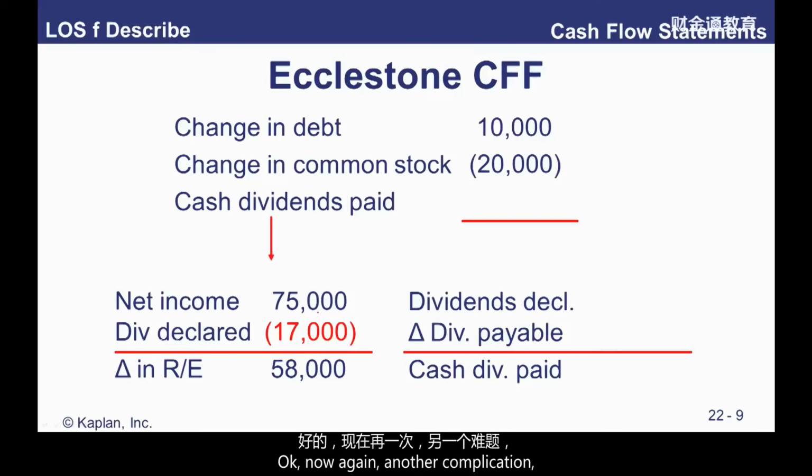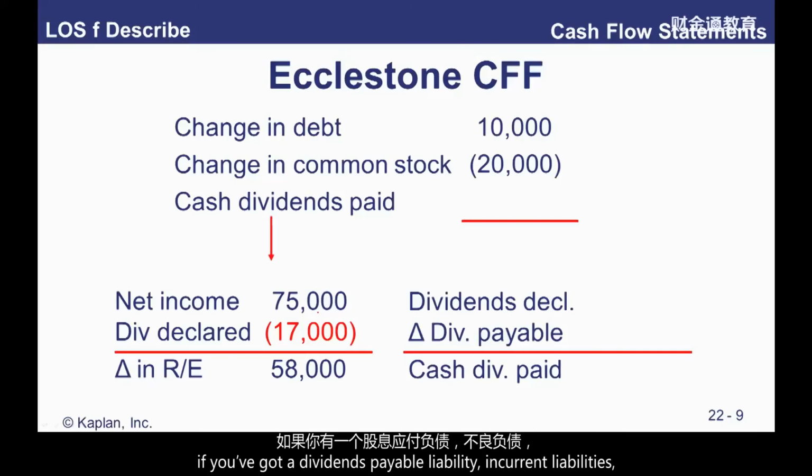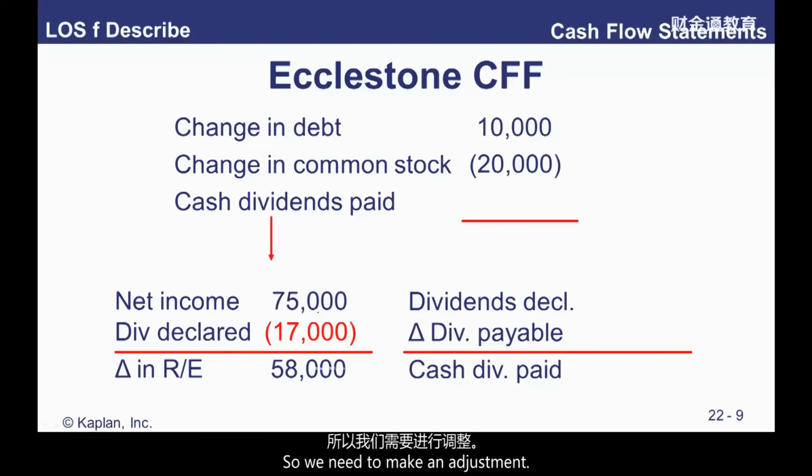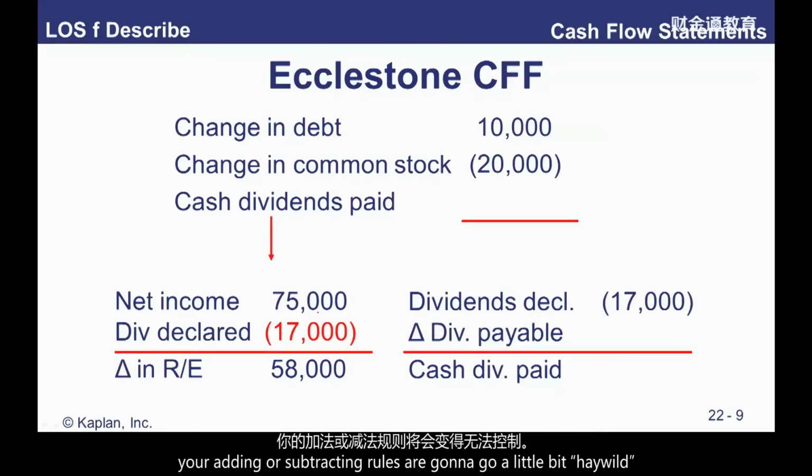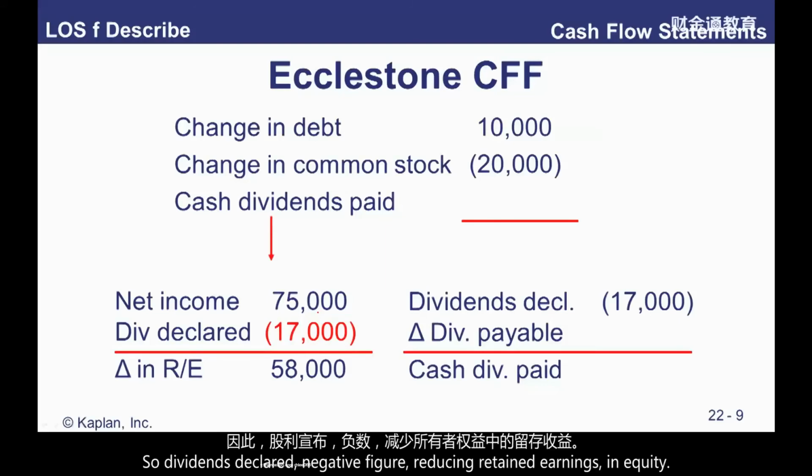Okay, now again, another complication. If you've got a dividend payable liability in current liabilities, then the dividend declared isn't the same as the cash paid. So we need to make an adjustment. So there's my dividend declared, in brackets to indicate it's a negative figure. Must do that, otherwise your adding and subtracting rules are going to go a little bit haywire. So dividends declared, negative figure, reducing retained earnings in equity.